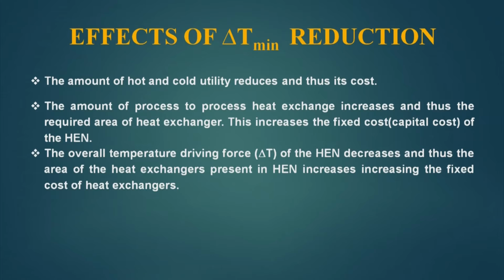The third point is that the overall temperature driving force delta T of the HEN decreases when we decrease the delta T minimum, and thus the area of the heat exchangers present in the HEN increases, increasing the fixed cost of the heat exchangers. This is a very well known fact. If we decrease the driving force, the area requirement to pass a constant amount of heat will increase.